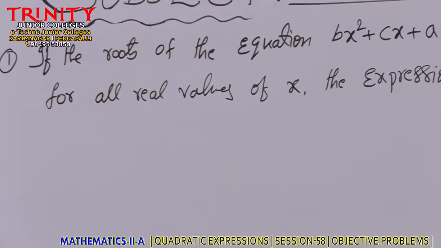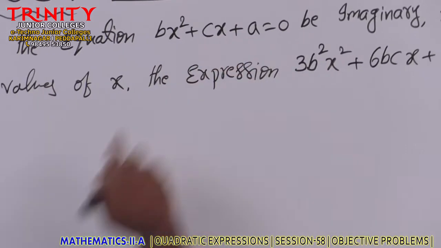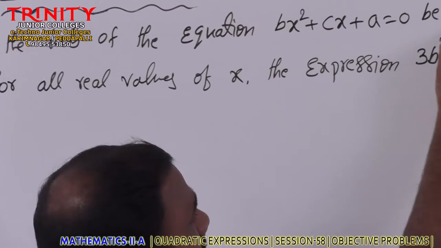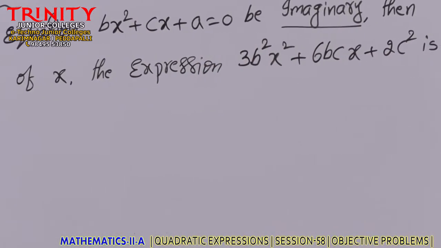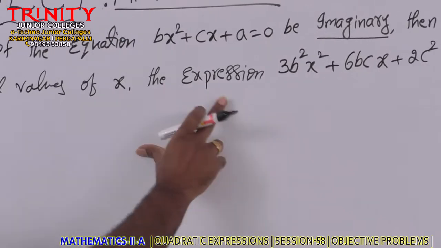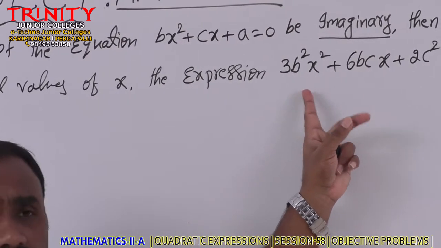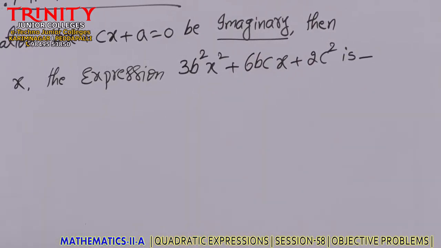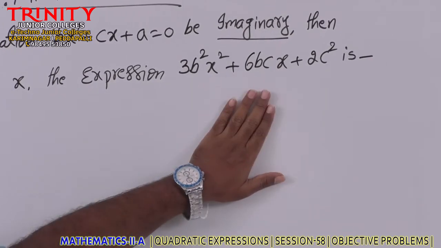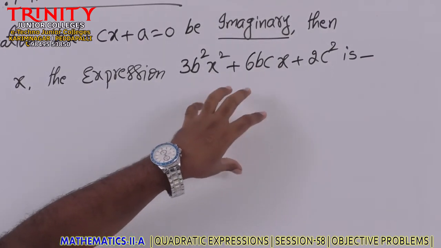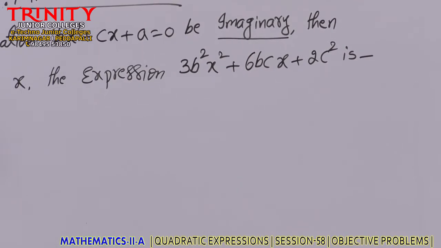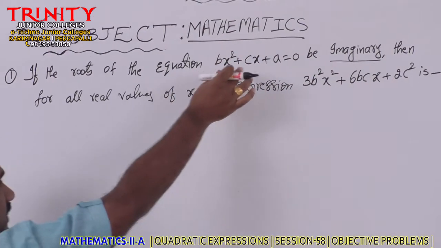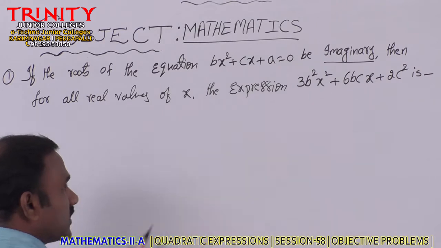If the roots of the equation bx square plus cx plus a equal to 0 are imaginary, then for all real values of x, the expression 3b square x square plus 6bcx plus 2c square is. He was asking whether the expression value is less than, greater than, or equal to, when the roots of this quadratic equation are imaginary. By using this condition, we have to find the value of this expression.